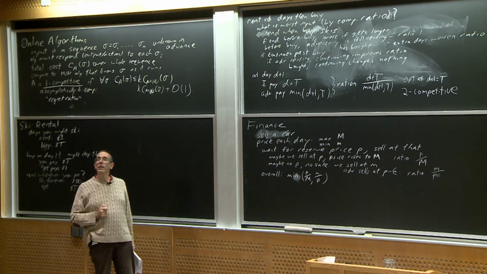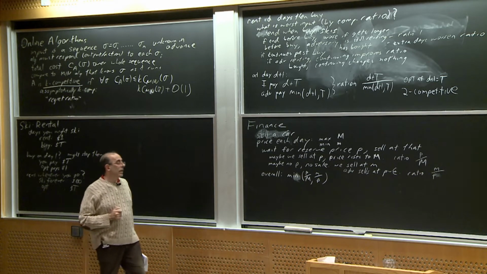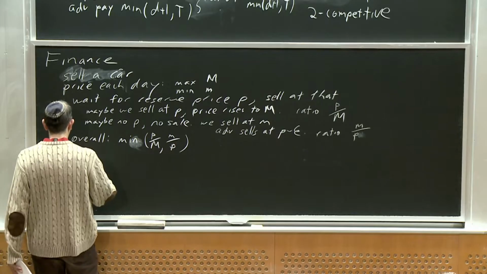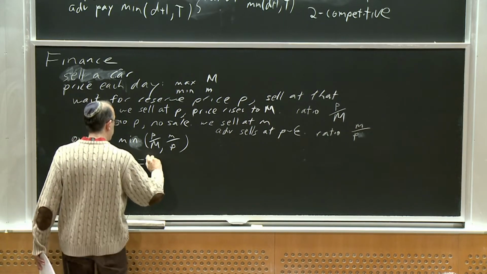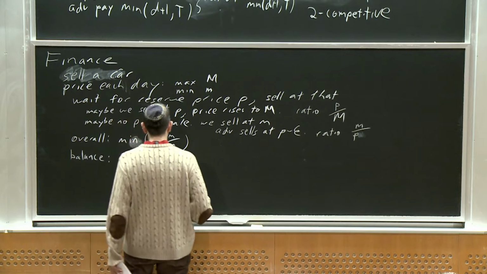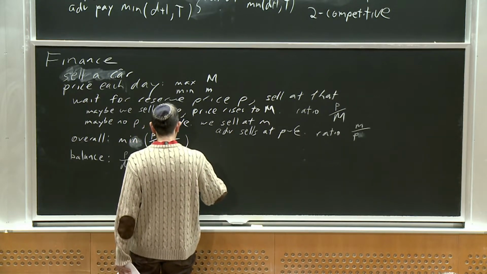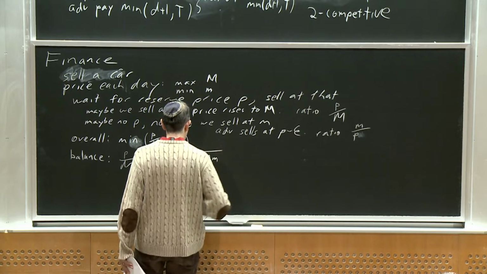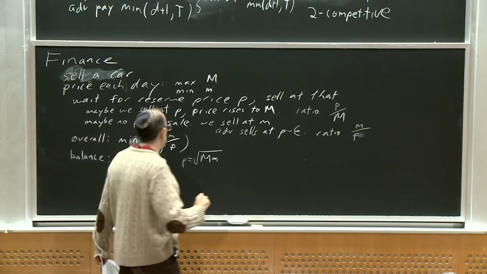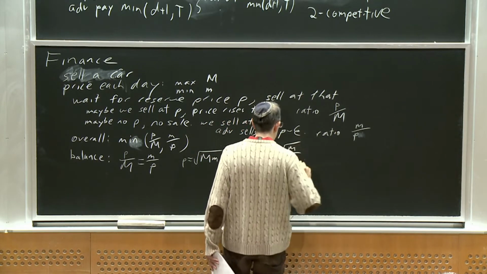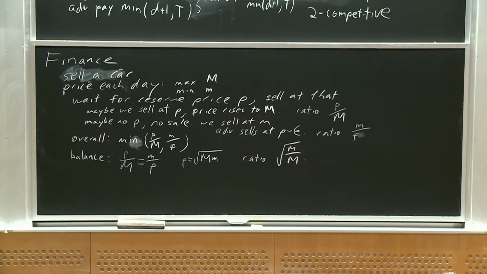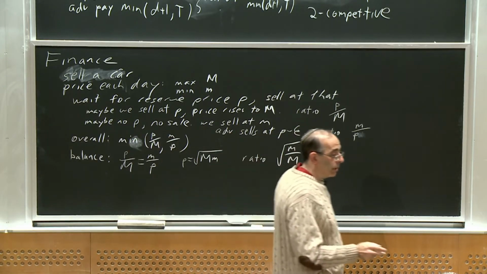Yeah. Square root of m, small m, big M. Exactly. The usual thing, we balance these two terms. Right? We arrange that P over big M is equal to little m over P, which means that P is equal to the square root of big M times little m, right? Which means that our ratio is the square root of little m over big M. Okay. Which is not great, but again, is the best that you can hope to do in a ratio sense.